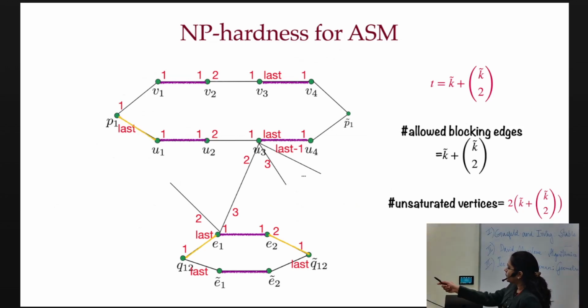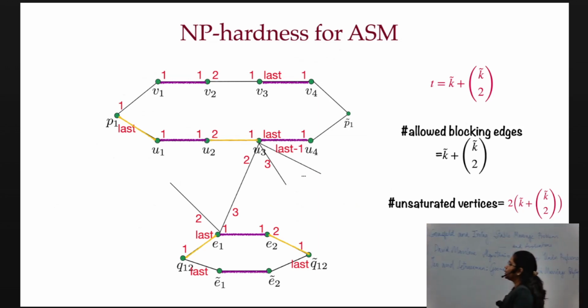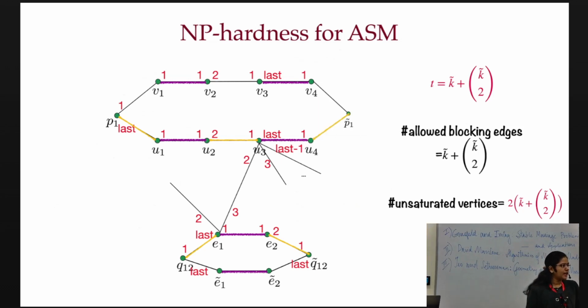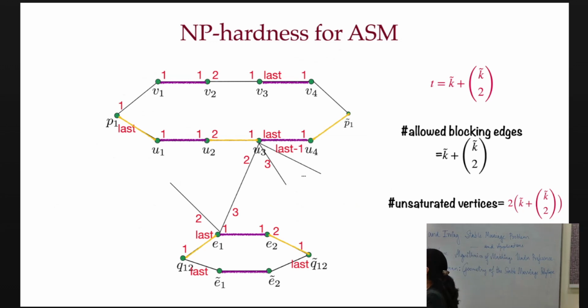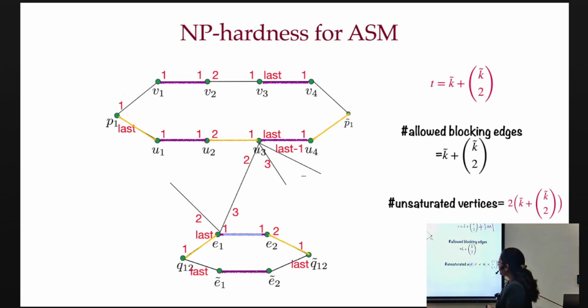Now P1 will go and match with U1, okay? U2, U3 will be matched. This augmentation will happen, okay? Because augmentation has to happen, right? Otherwise, how will you increase the size, right? Okay. Now, if I do this augmentation, this E1, E2 will become blocking edge.